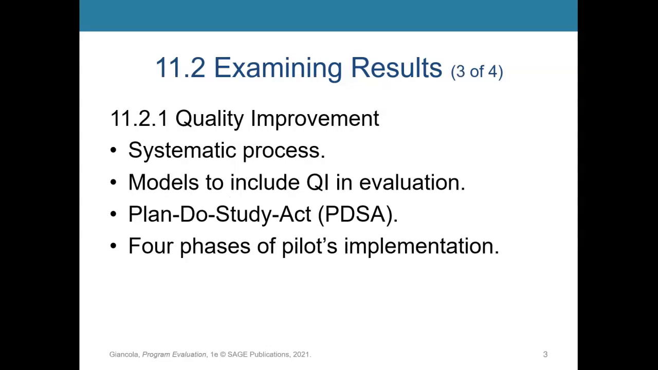There are a couple of different ways to examine results. First is quality improvement, which is a systemic process through which programs are examined in order to improve implementation and outcomes, typically focused on a small part of your overall program. It's very similar to evaluation as a whole, but rather than looking at a whole program, we're looking at smaller parts of it with an eye toward quality improvement.